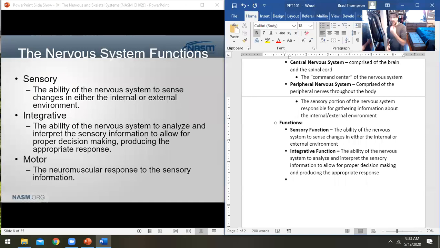And then we've got to actually execute all that. So if sensory information is going to the brain, now we've got to get the right response from the brain back to our effector sites, right? And so that's where your motor function comes in. So motor function is the neuromuscular response to the sensory information.